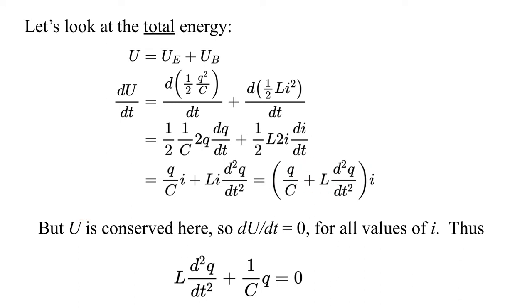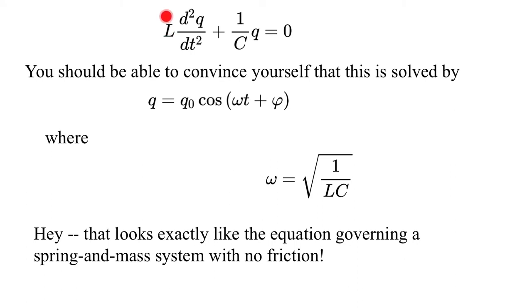But U is conserved, so dU/dt is 0. So this whole thing is 0. The I we can divide out. It has to be true for all values of I, so we'll pick some non-zero value of I and then divide it out of the equation. And then we end up with L d squared q/dt squared plus 1/C q equals 0. L times the second derivative of q with respect to t plus 1/C q equals 0.